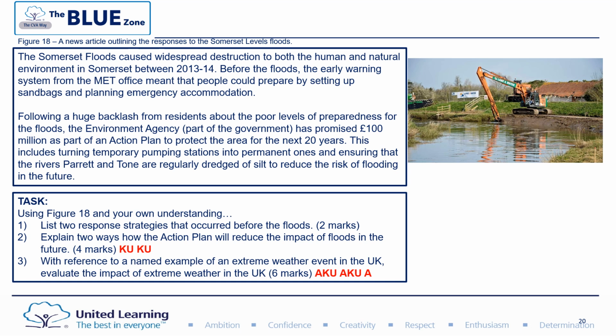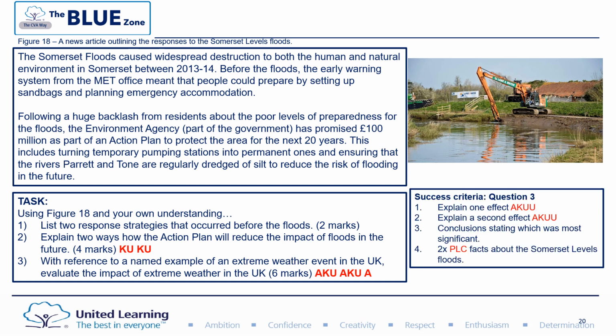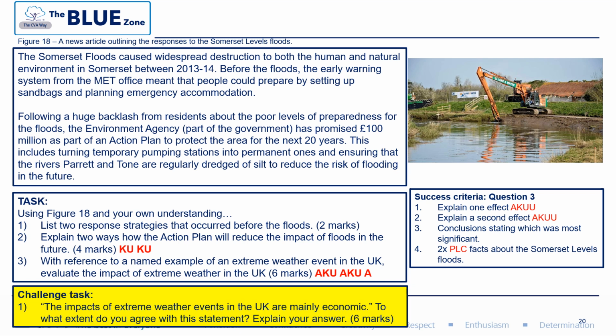Number 1, list 2 strategies that occurred before the floods. Number 2, explain 2 ways how the action plan will reduce the impacts of the flood. And with reference to a named example, evaluate the impact of extreme weather in the UK. So question 1 and 2, you need to use the figure. Question 3, you need to use the sheet you've just done to look at 2 impacts and think which one is worse. So there's a success criteria for you for question 3. I'll let you pause the video now, guys, and good luck.